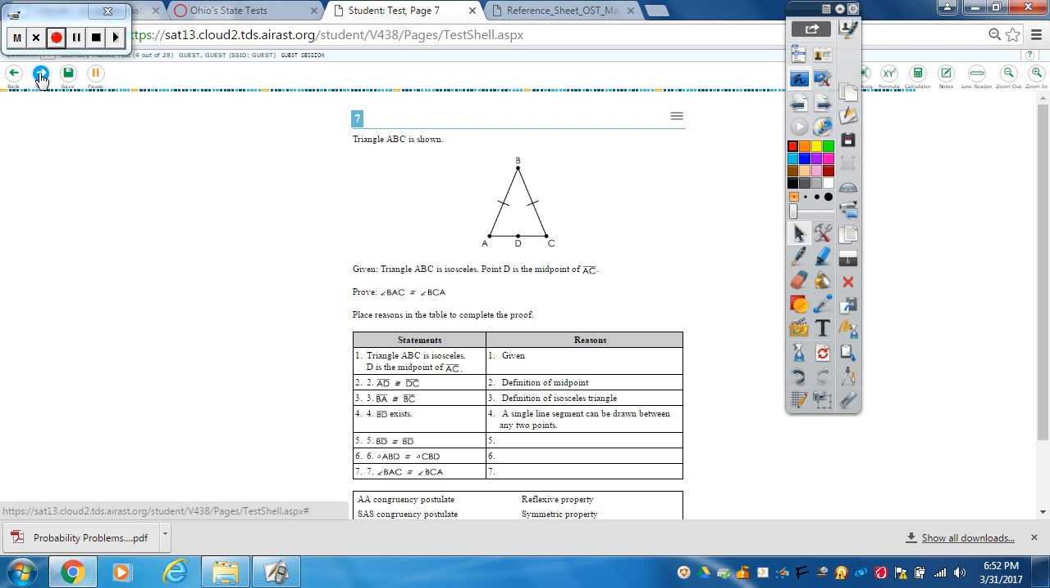The next problem says this, and you can see it on your paper there. It says, given triangle ABC is isosceles, point D is the midpoint of AC. And we're going to prove that angle BAC equals angle BCA. Now you guys already know that. That's the isosceles triangle theorem. And as I read down through this, I want to read every single step and make sure it's all present within the picture.